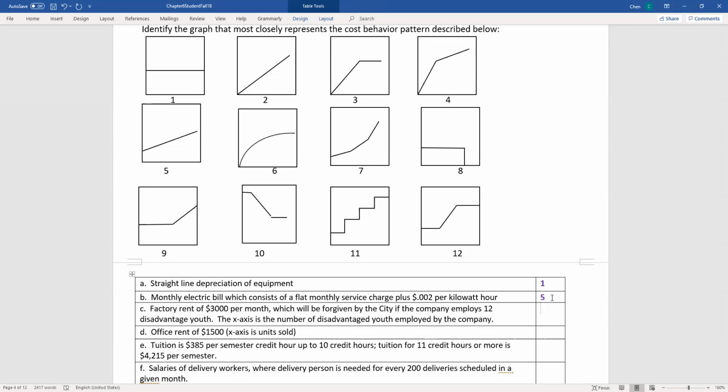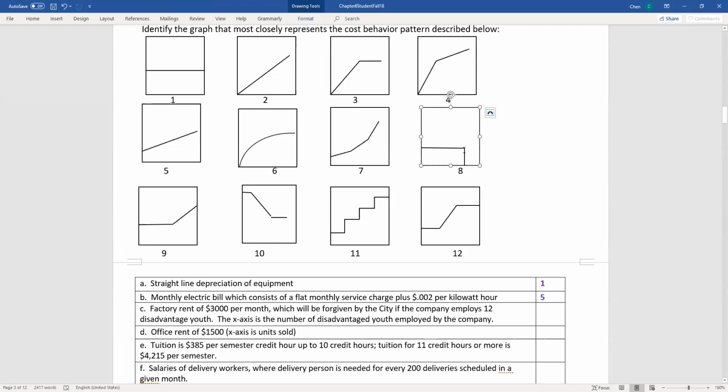And next, factory rent of $3,000 per month, which will be forgiven by the city if the company employs 12 disadvantaged youth. The x-axis is the number of disadvantaged youth employed by the company. If you look at this, you pay $3,000 if you hire less than 12 disadvantaged youth. And then if the number of disadvantaged youth exceeds 12, then you pay 0. So it looks like it's 8.